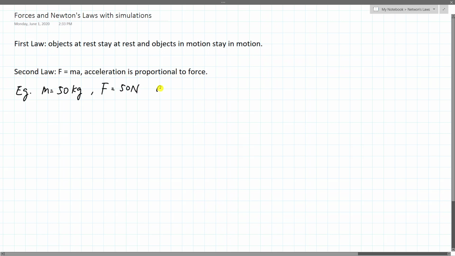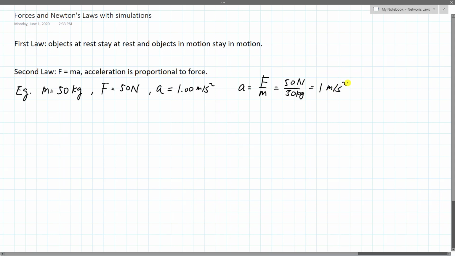And acceleration ends up being 1 meter per second squared. We can calculate this just from that formula because a is equal to F over m if you divide by m on both sides. So that is 50 newtons over 50 kilograms, and that is 1, right? 50 over 50, meters per second squared.